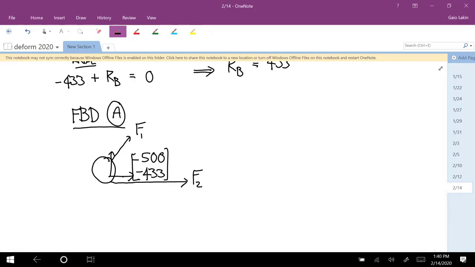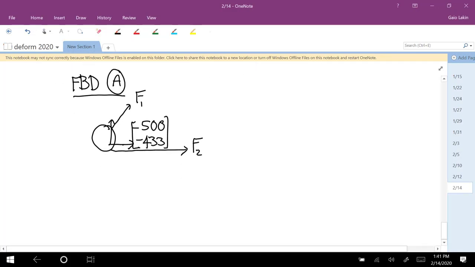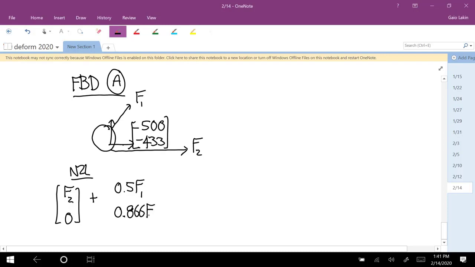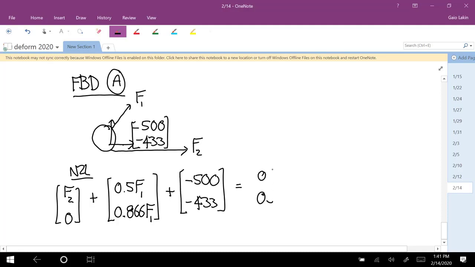And since we're treating this like a particle, we don't have to deal with moments or anything. We just have to use force equilibrium. So Newton's second law says F2, 0, plus this times the unit vector in that direction, which is 0.5 F1, 0.866 F1. Plus negative 500, negative 433 is equal to zeros.